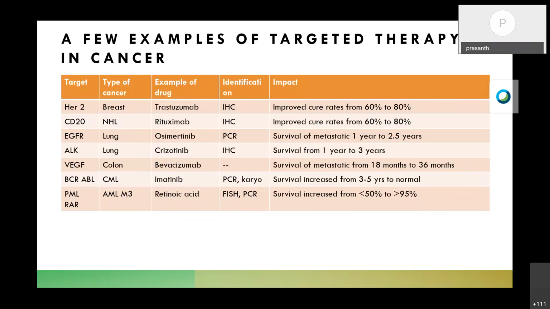in these cells. And sometimes you can do a PCR to identify the BCR-ABL. Another very profound example is the PML-RAR alpha, which is a translocation in acute promyelocytic leukemia, also called AML-M3, and retinoic acid. All-trans retinoic acid, a form of vitamin A, is a target for this. It's a drug which, again, in this particular condition, the survival has almost become 100%.